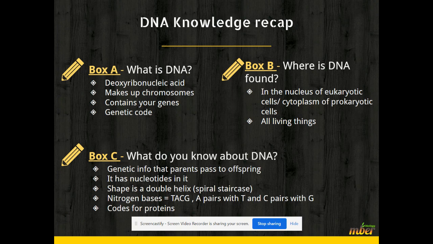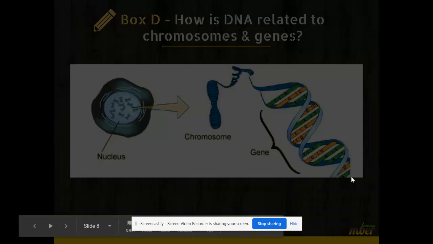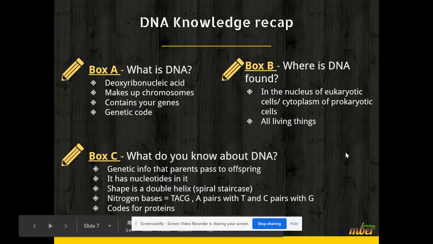So what do you know about DNA? So far we know that it is genetic info that parents pass to offspring. It has nucleotides in it. The shape is a double helix, so it looks like a spiral twisting staircase. I'm sure many of you guys have seen that in some sort of old house pictures. So nitrogen bases are going to pair: T, A, C, G. A pairs with T, C pairs with G, and it codes for proteins. Once again, if you needed more time to write this down in your doodle sheet, please press pause.